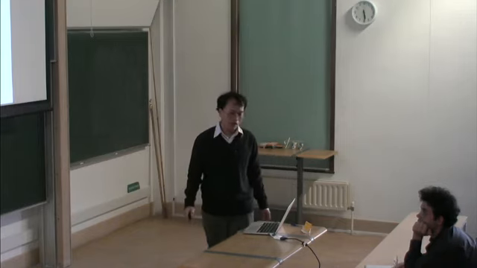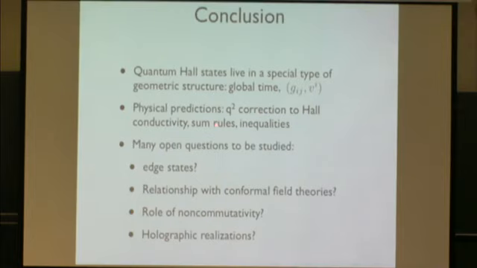So let me conclude. The quantum Hall state lives in a special type of geometric structure in which there is a global time, there is a metric, and it can be thought of as a Newton-Cartan structure. Using the symmetries of the theory, we can make physical predictions. We can compute the q-squared correction to Hall conductivity, and the result is universal. We can derive some rules and inequalities relating, in particular, dynamical information with topological information.